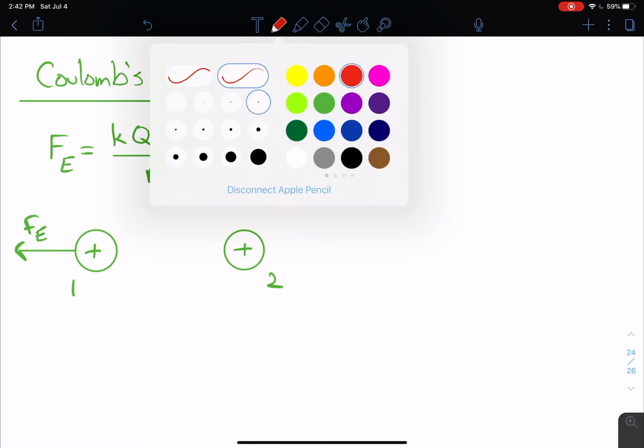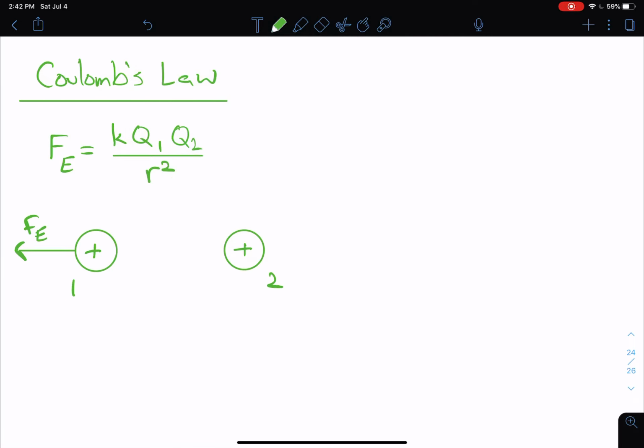And at the same time, 2 is repelled by 1, so it has to go directly away as well. And that's the electrostatic force on 2. And they're repelling each other because they have the same charge. It wouldn't matter if they were both negative. I said the same charge earlier, I meant same polarity. Because they have the same polarity, they're repelling each other. It wouldn't matter if they're both negative or both positive, they're going to repel.